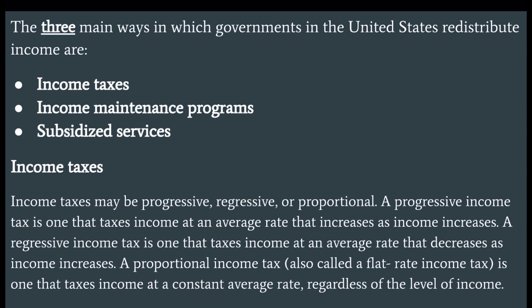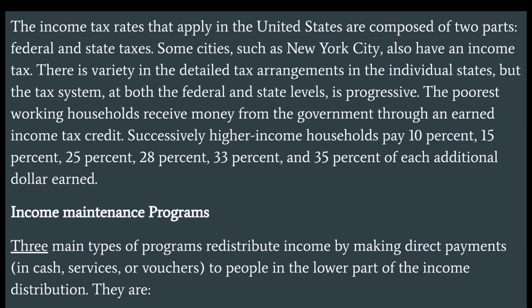The income tax rates that apply in the United States are composed of two parts, federal and state taxes. Some cities, such as New York City, also have an income tax. There is variety in the detailed tax arrangements in the individual states, but the tax system at both the federal and state levels is progressive. The poorest working households receive money from the government through an earned income tax credit. Successively higher income households pay 10%, 15%, 25%, 28%, 33%, and 35% of each additional dollar earned.